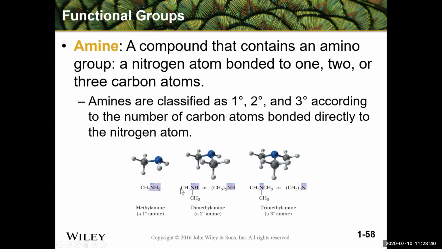Now a secondary amine. In a secondary amine, you have 2 carbons attached to the nitrogen. So here's an example of a secondary amine, dimethylamine. This is one way of writing these condensed structural formulas, and remember, if you have 2 identical groups, like this CH3 group, attached to the same atom, you can denote it with parentheses and then the subscript 2.